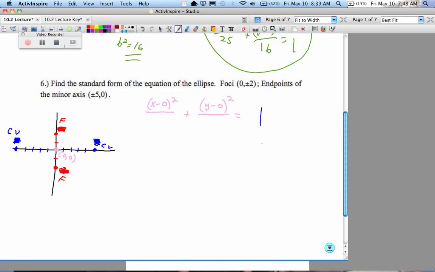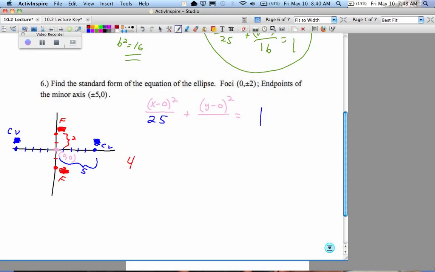Now it's just a matter of finding denominators. If the co-vertices are going horizontally, I really don't care even that they're co-vertices. How far is it from center to co-vertex? That's a distance of 5 horizontally. So I'm going to put 25 under my x. You square that, put it under x. Running up and down would be your c value. That does not appear in the formula. So the c value has a distance of 2.